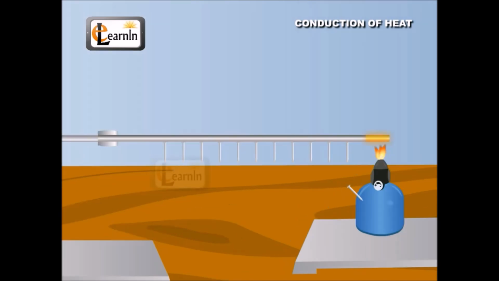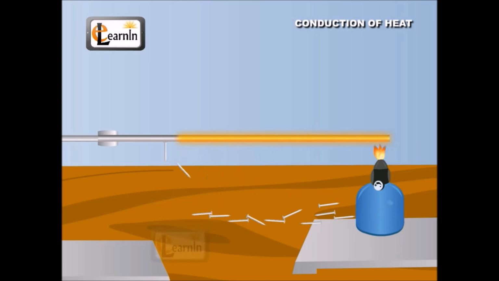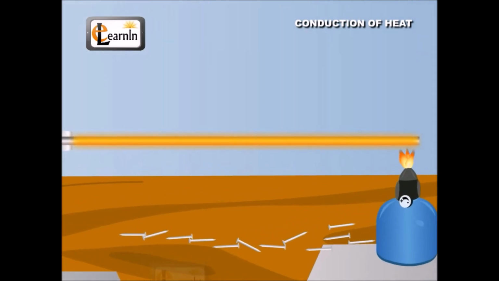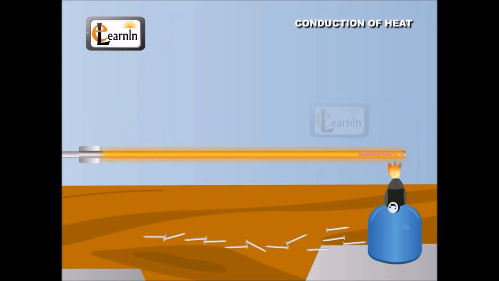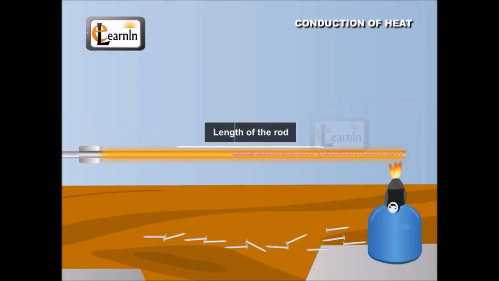Observe the order in which the nails drop down. The nail near the spirit lamp falls down first, followed by its nearest neighbor, and so on. The one near the stand falls down last. The heat supplied by the spirit lamp flows to the other end of the rod by conduction. This phenomenon is repeated throughout the length of the rod.